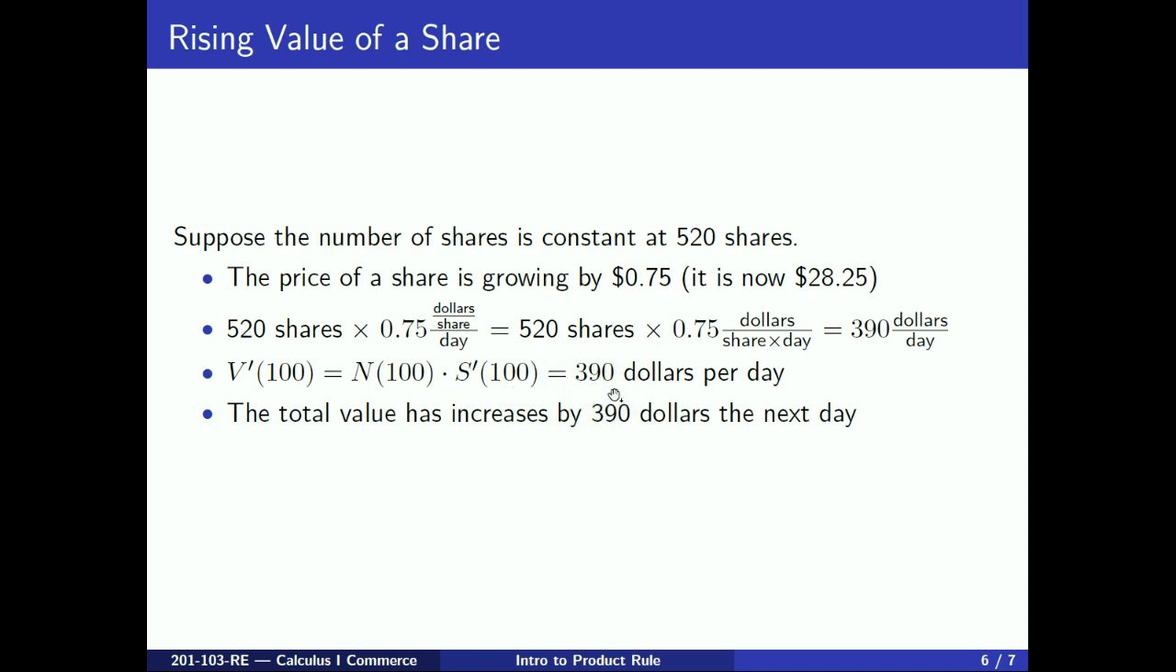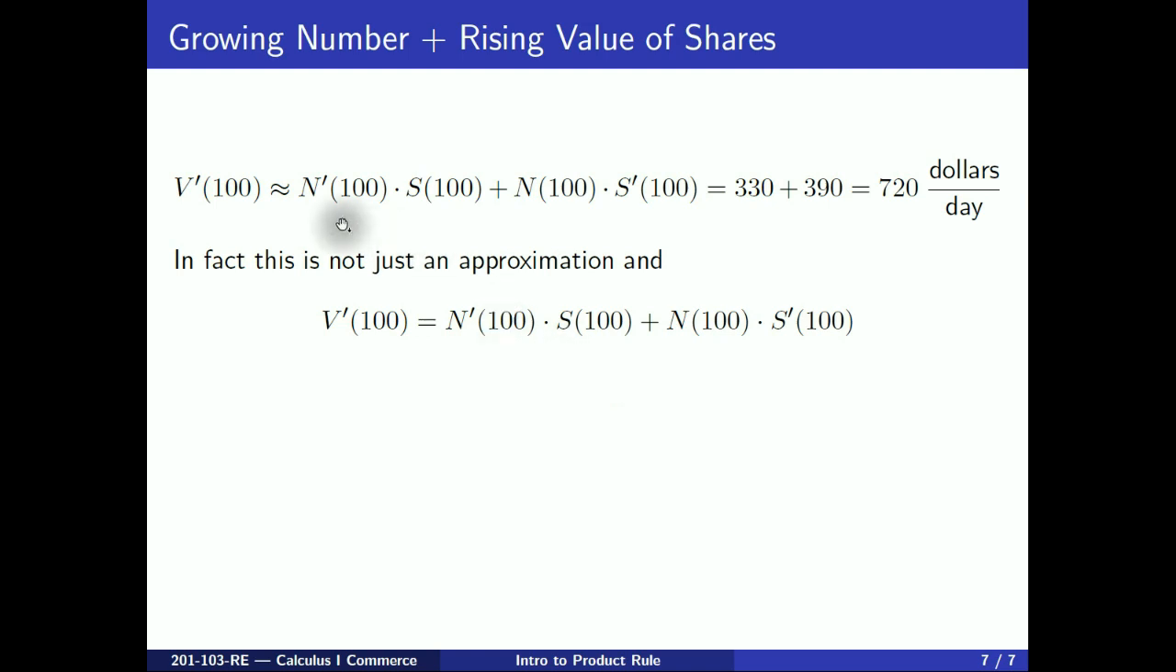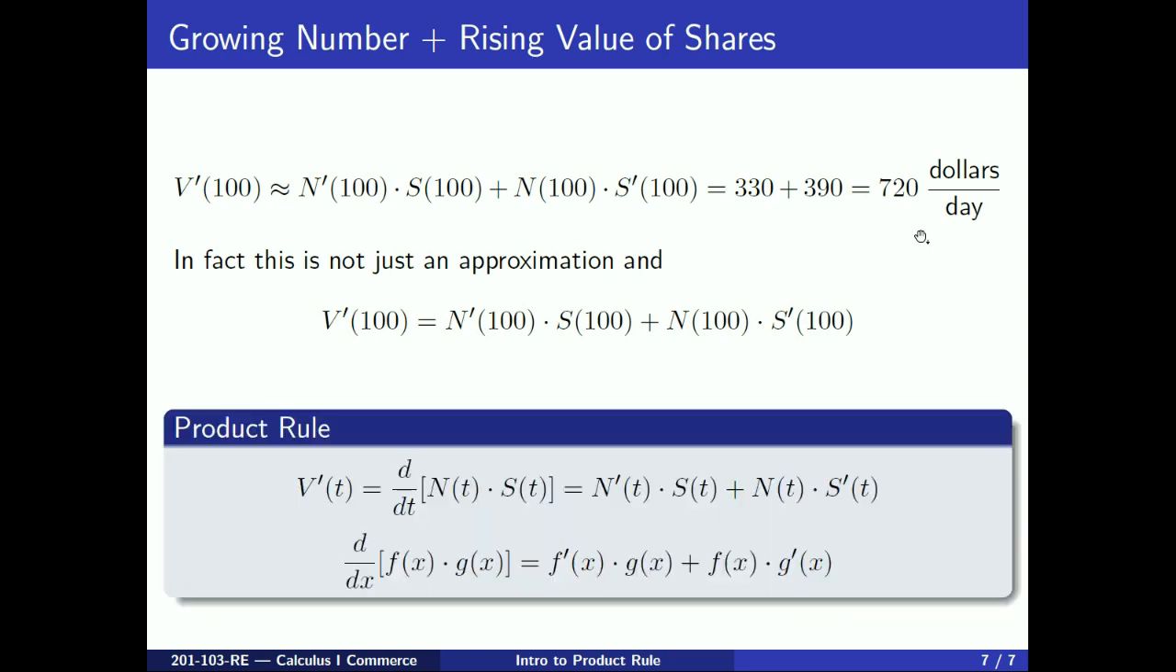When both the number of shares and their price are rising, as in our case, then the increase in total value v prime of 100 is obtained by adding up both sources of increase. This way we get that v prime of 100 is equal to n prime of 100 times s of 100 plus n of 100 times s prime of 100. Finally, there's nothing special about doing these computations on the 100th day, and the result holds for any day.